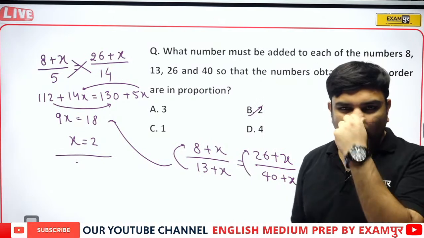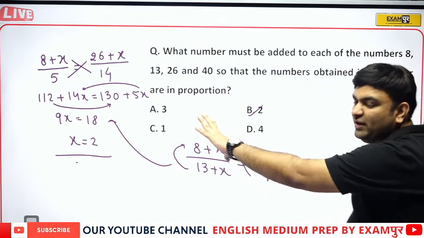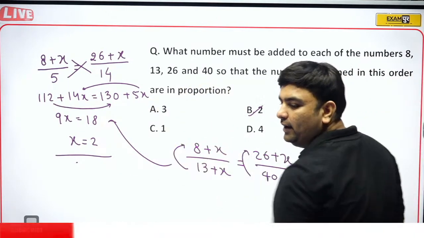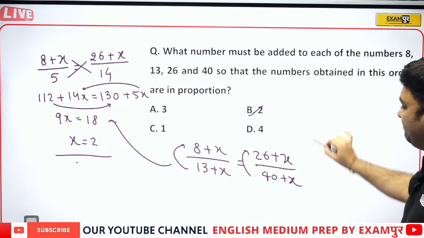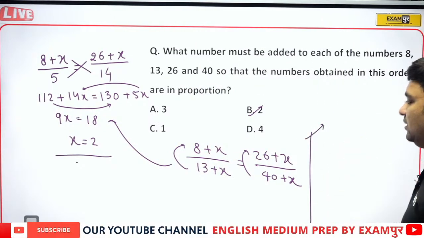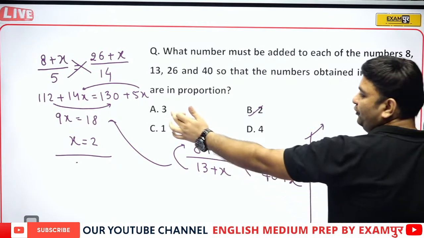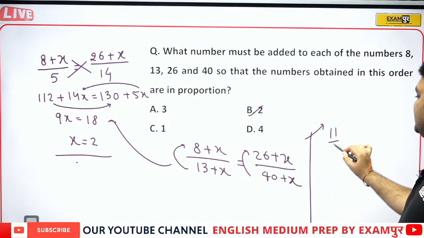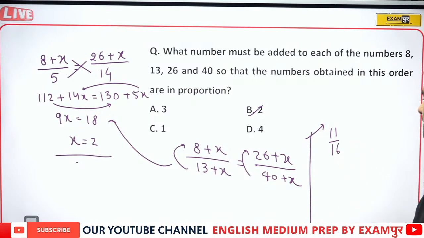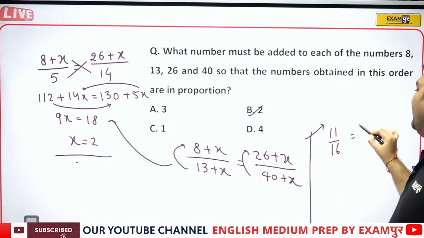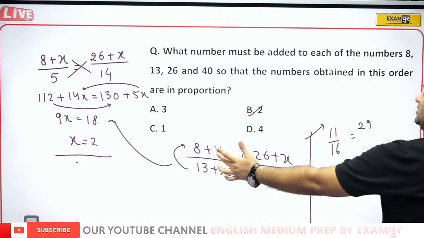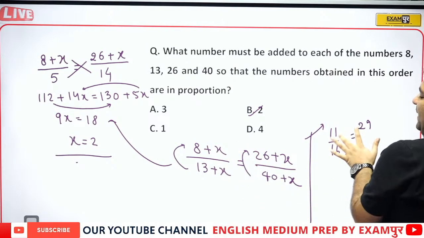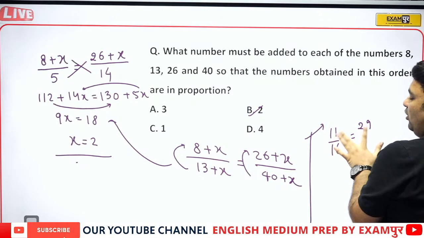One of the ways is this, which everyone likes. Another is the option method. You take 3, it is 11 by 16, and this is 29. Not solvable, guys. They cannot become equal. They cannot simplify.